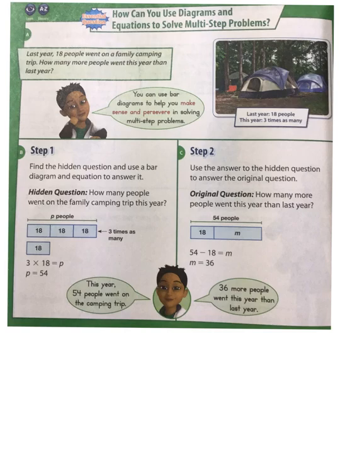Today we are going to work on solving multiple step problems. We have been working on them all year, but now it is your turn to do them on your own. Let's look at the problem.